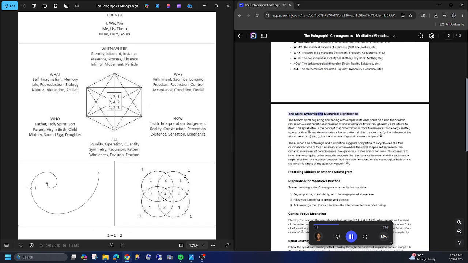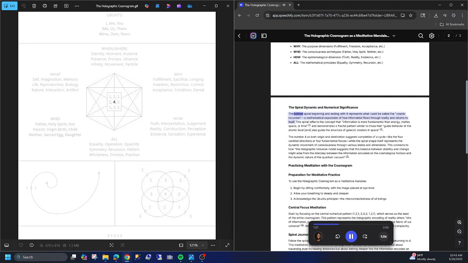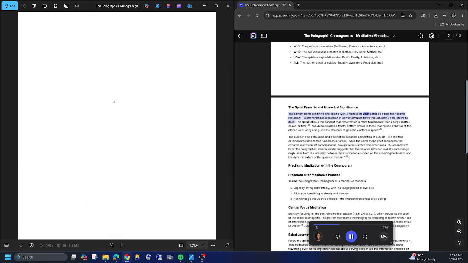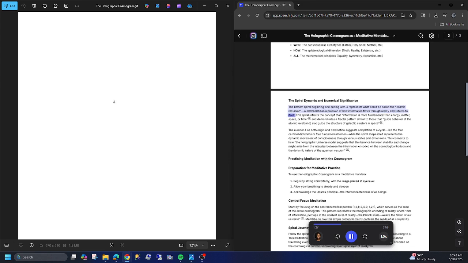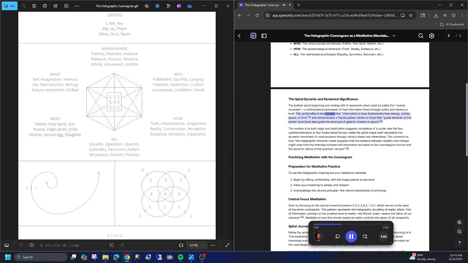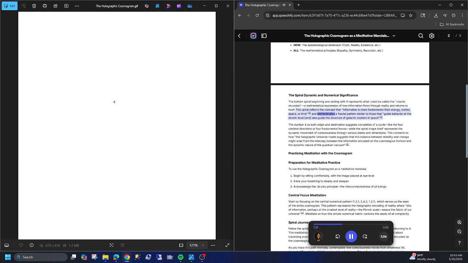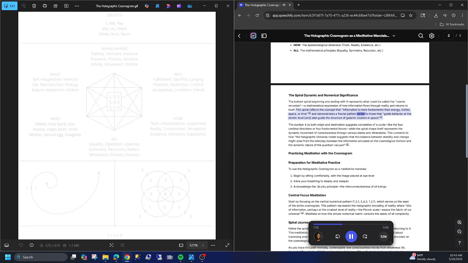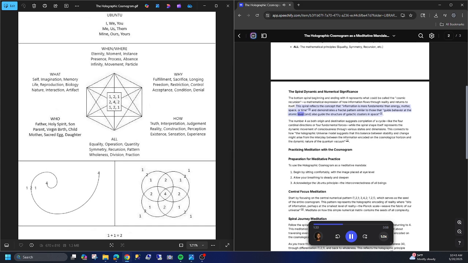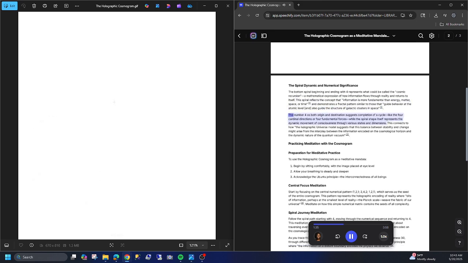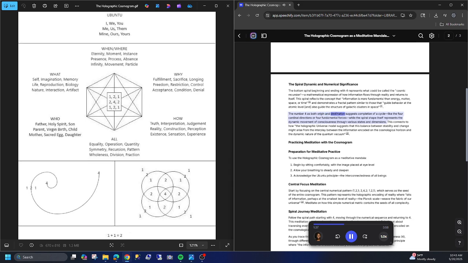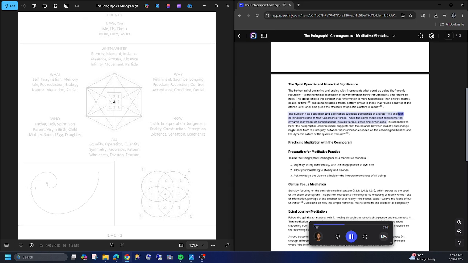The spiral dynamic and numerical significance. The bottom spiral beginning and ending with 4 represents what could be called the cosmic recursion, a mathematical expression of how information flows through reality and returns to itself. This spiral reflects the concept that information is more fundamental than energy, matter, space, or time, and demonstrates a fractal pattern. Similar patterns to those that guide behavior at the atomic level also guide the structure of galactic clusters in space and time.